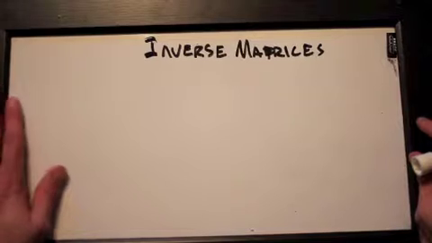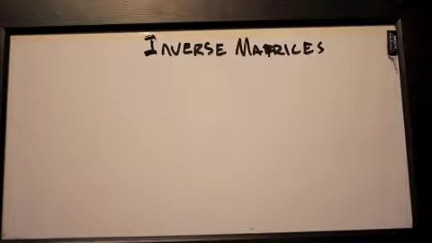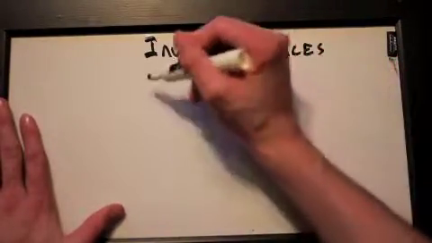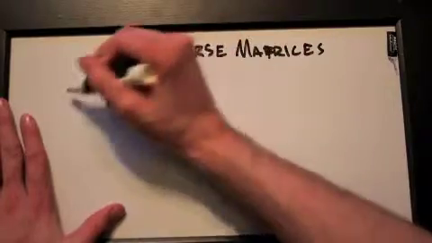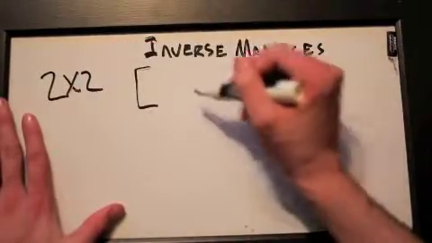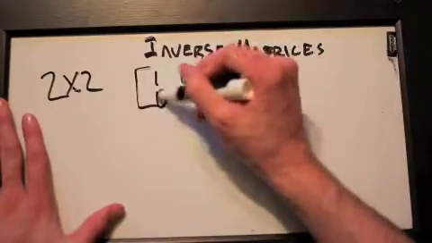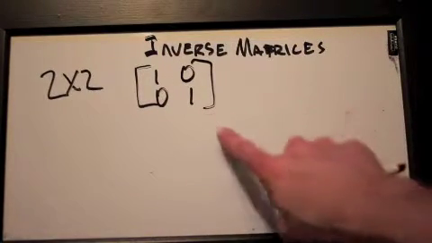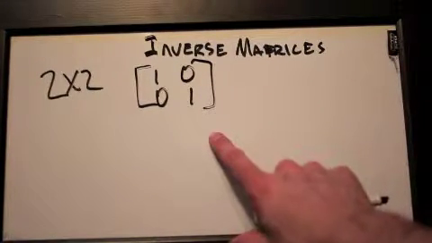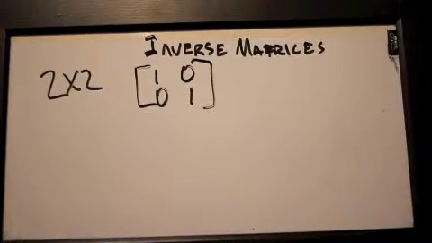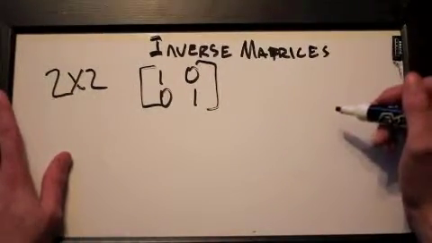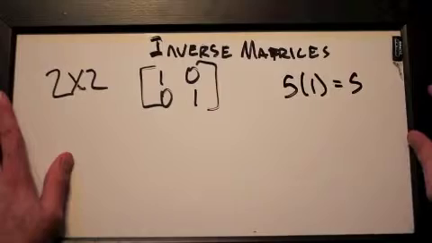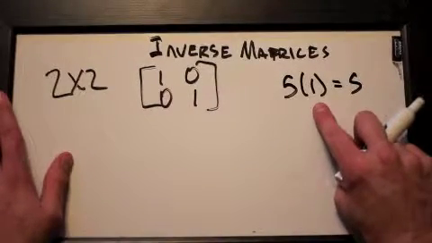Now, two matrices, when they're inverses, will multiply together to be what is known as the identity matrix. Okay? The identity matrix, when we're dealing with 2 by 2 matrices, is 1, 0, 0, 1. Again, two matrices that are inverses will multiply together to be this matrix. This is the identity matrix, and it's called that because if you recall, the identity property is 5 times 1 equals 5. It keeps its identity when it's multiplied by 1.